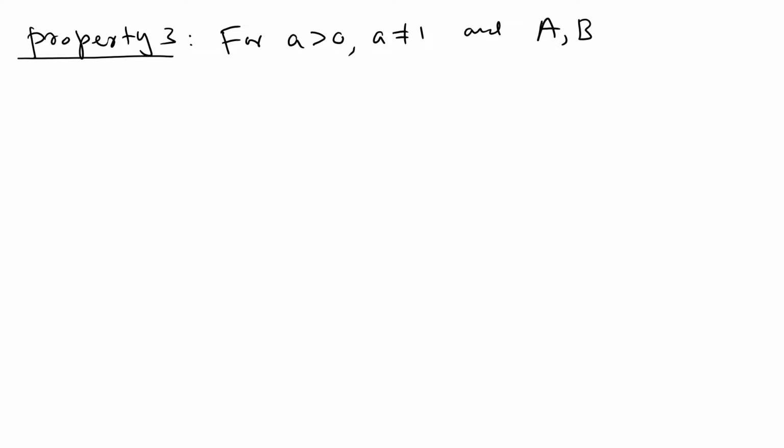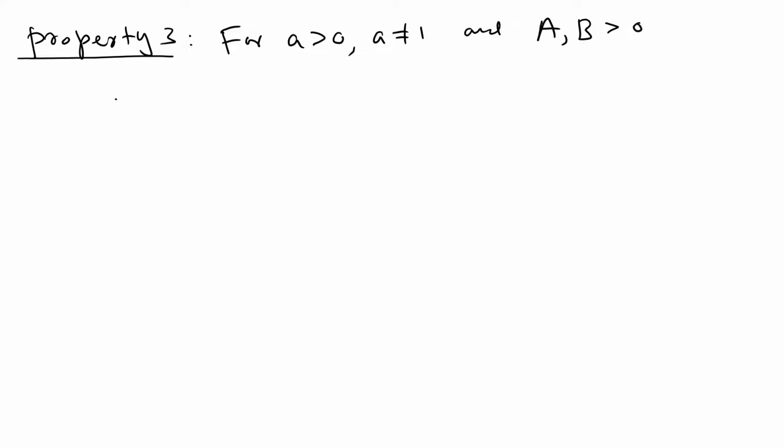So property number 3. This is one of the very important results for logarithmic applications. For example, let's say for a positive and not equal to 1, you have two numbers a and b which are positive, because we know that for the domain, those two numbers should be positive for logarithm.